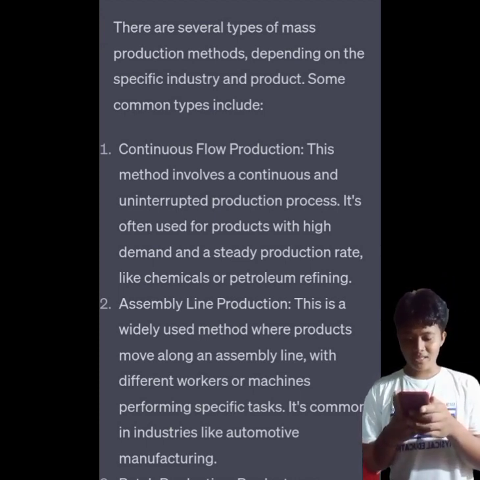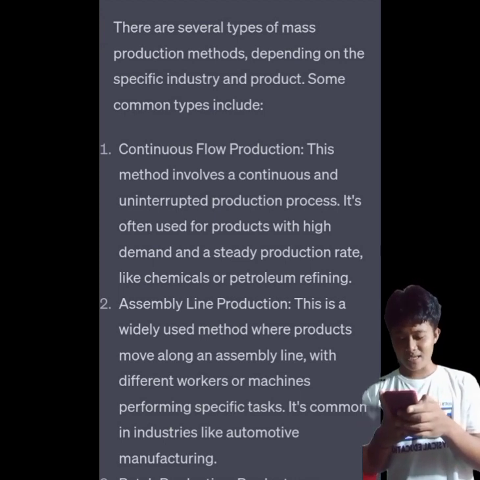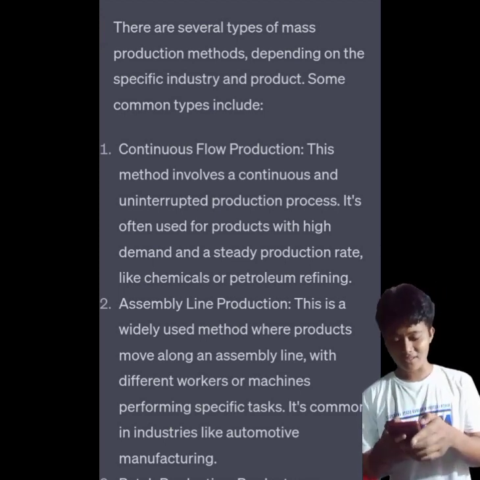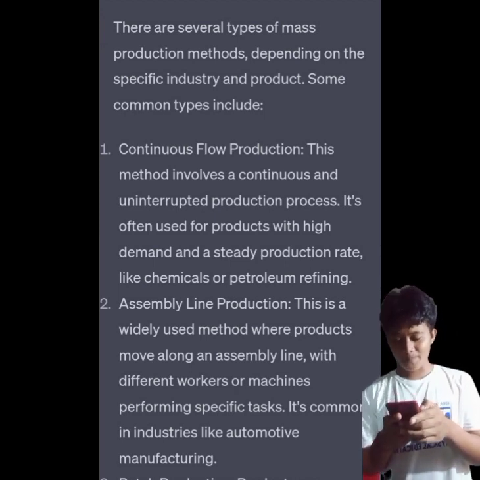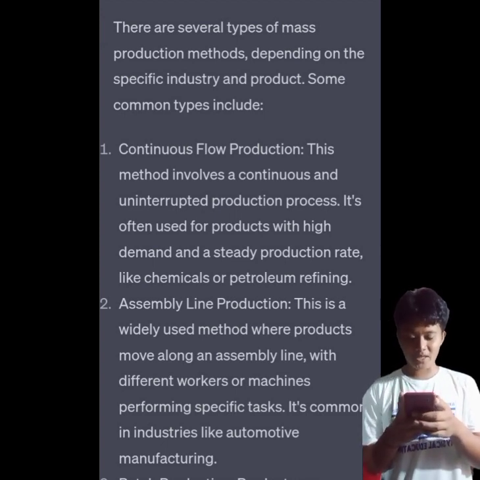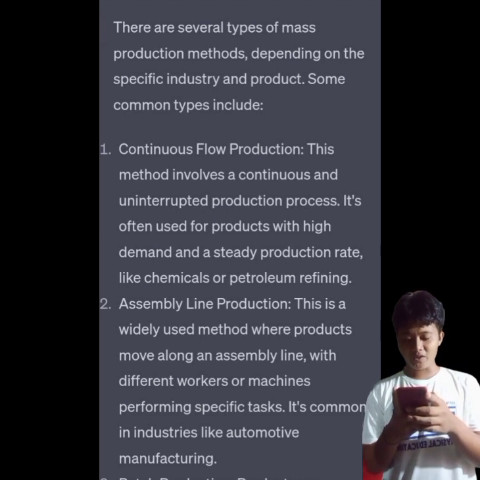There are several types of mass production methods depending on the specific industry and products. Some common types include: first is the continuous flow production. This method involves a continuous and uninterrupted production process. It's often used for products with high demand and a steady production rate, like chemicals or petroleum refining.